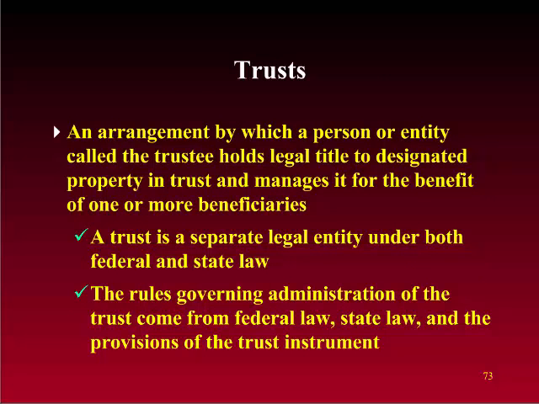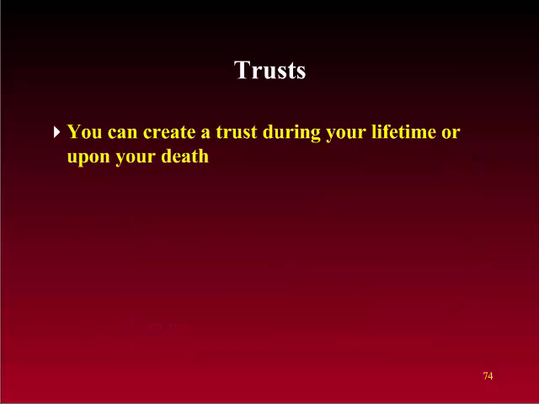Another strategy is trusts, and again Lloyd introduced this idea. This is an arrangement by which a person or entity called the trustee holds legal title to the designated property in trust and manages it for the benefit of the beneficiaries. So a trust is a separate legal entity under both federal law and state law. The rules governing administration of the trust come from federal law, state law, and the provisions that are written into the trust instrument itself. You can create a trust during your lifetime or upon your death.